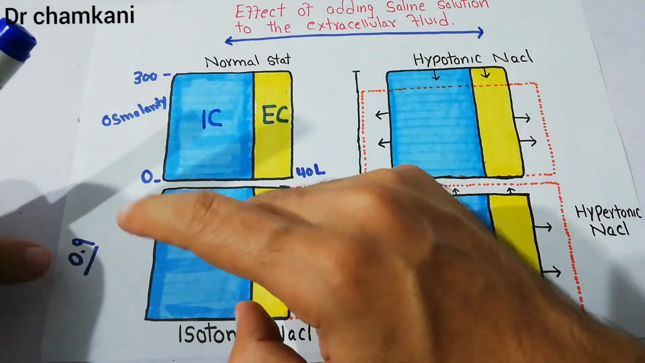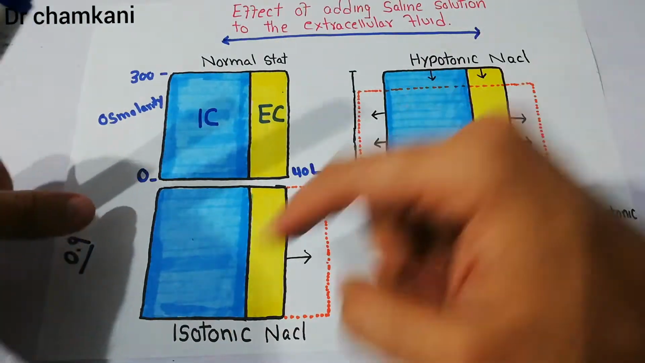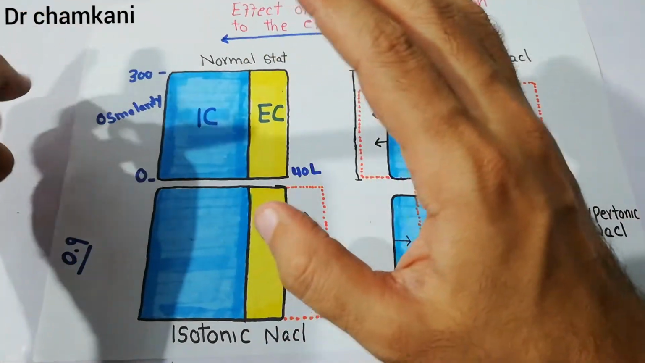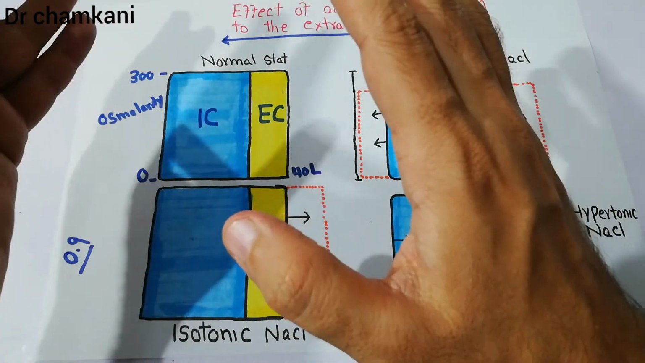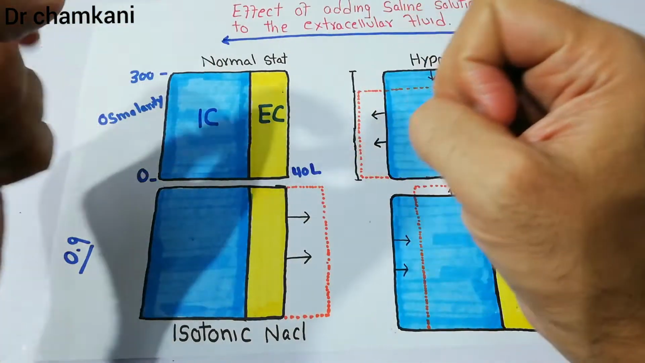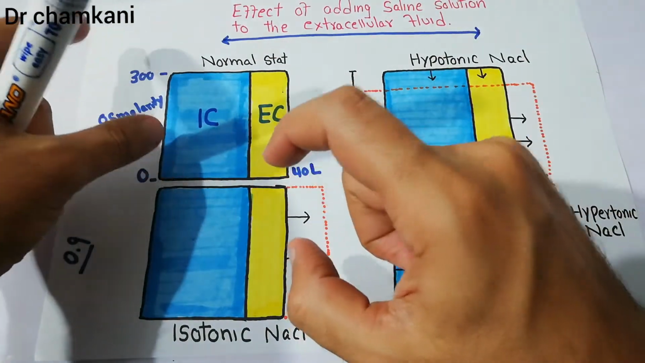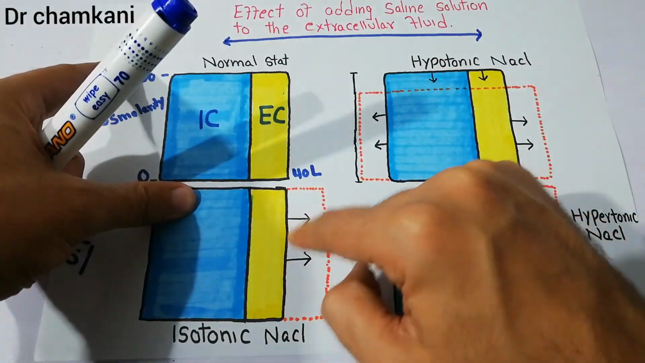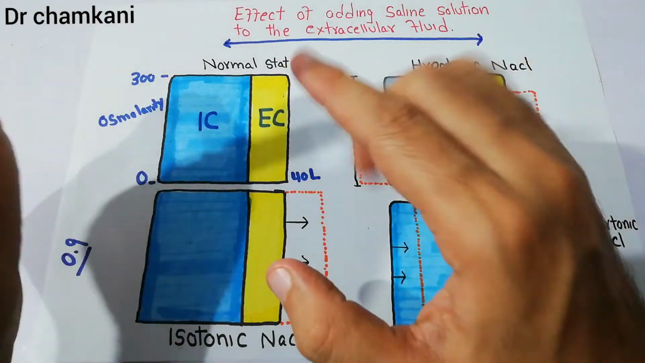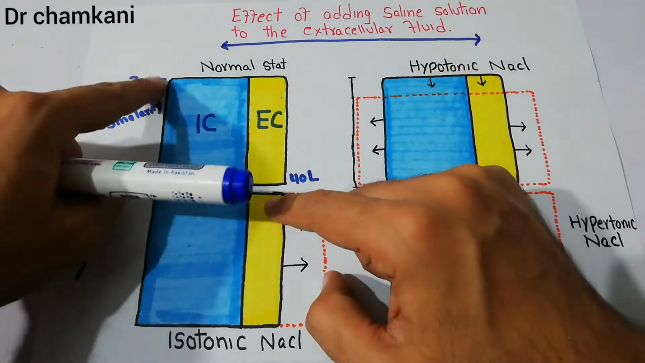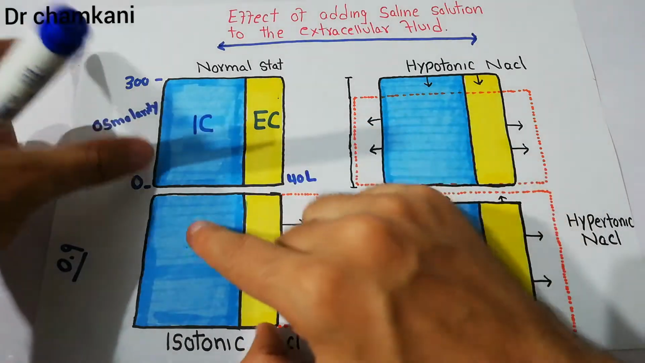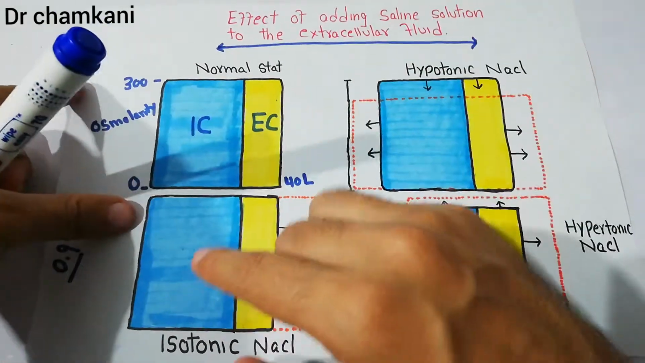Now, if the osmolarity of the fluid is normal, or it is isotonic, iso means the same, and its tonicity is the same, it will not cause any increase or decrease in the water level of the cells. So the only change that will occur is that there will be an increase in the extracellular fluid. Nothing else will happen. The osmolarity will remain the same. There will be no change in osmolarity, and there will be no change in the intracellular fluid.